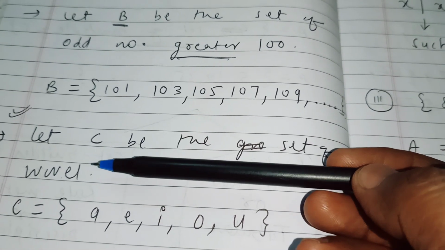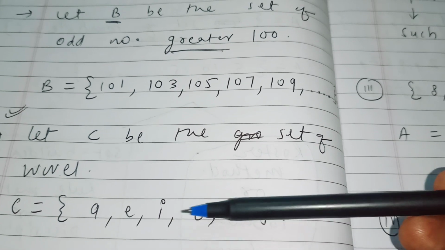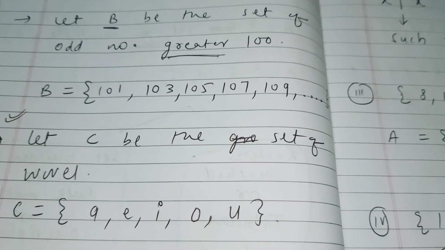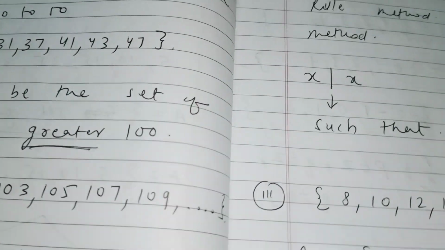One more example: let C be the set of vowels. Vowels are A, E, I, O, U. You know it, that is 5 only. If you don't know, then you have to try to understand that.